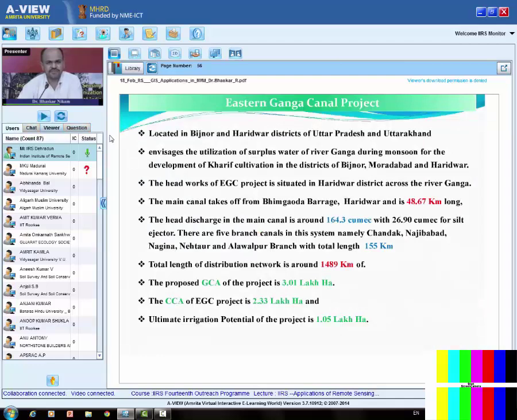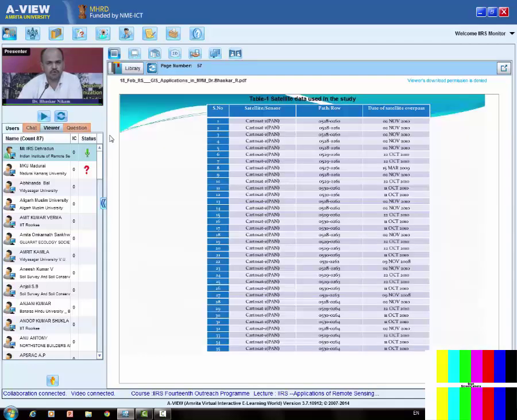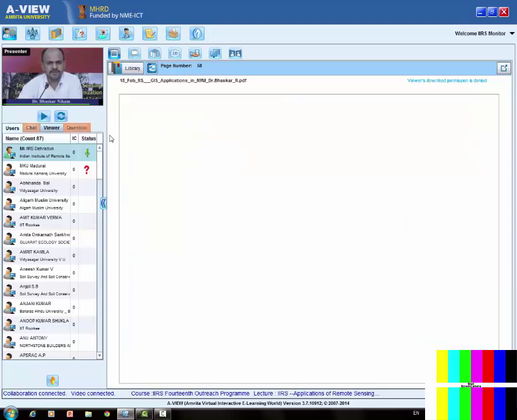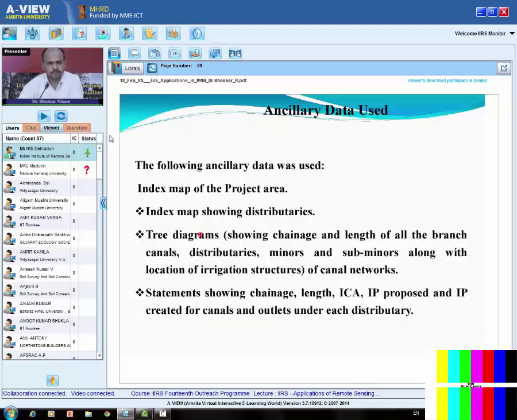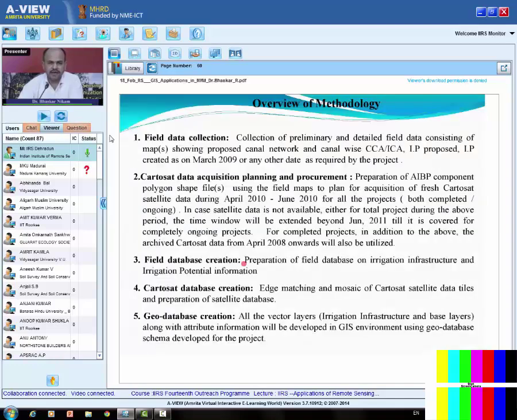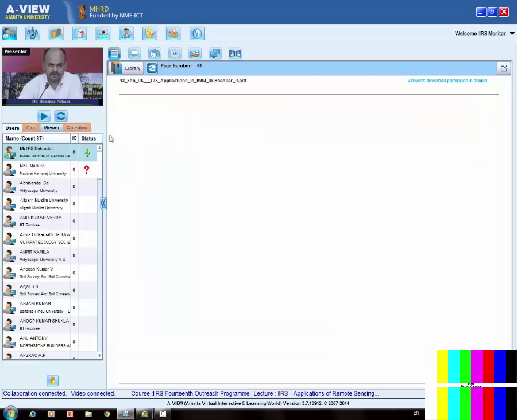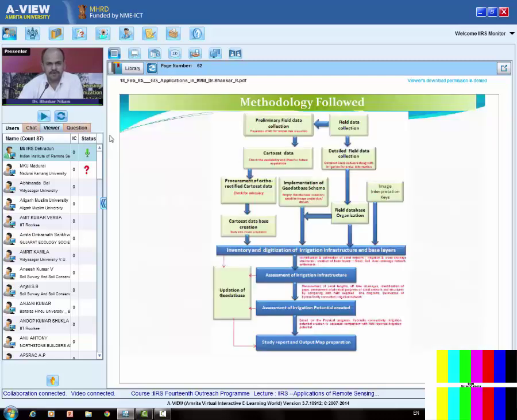So this is a salient feature of Eastern Ganga Canal project. We will not go into this. This is the Cartosat data which has been acquired to cover this entire Eastern Ganga Canal. You can see the entire command is being acquired by almost how much? 36, 35 tiles of Cartosat data. Now ancillary data, as I discussed, the index map, the line diagram and the reports. We have collected the field data. So this is the flow diagram which we have followed.